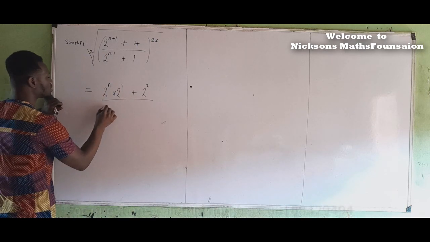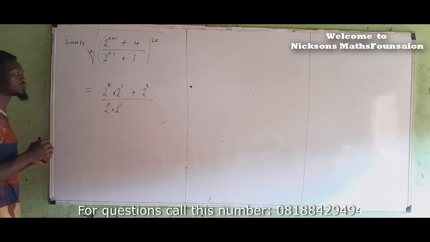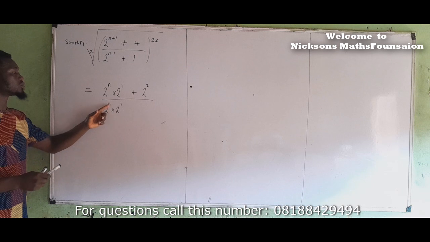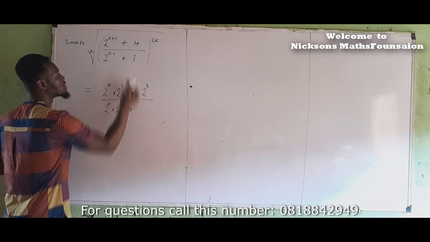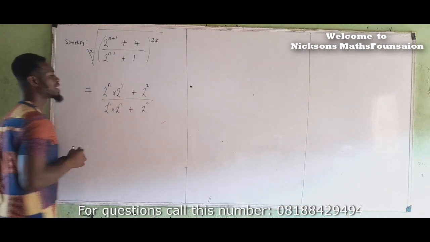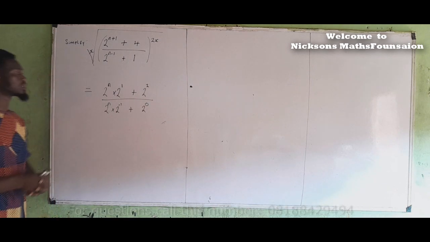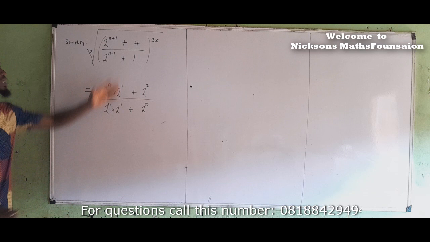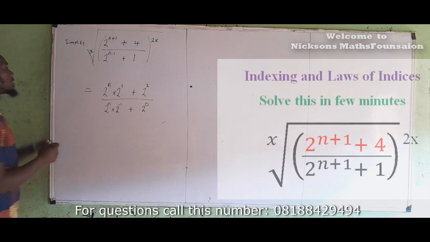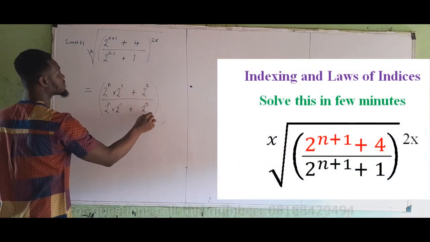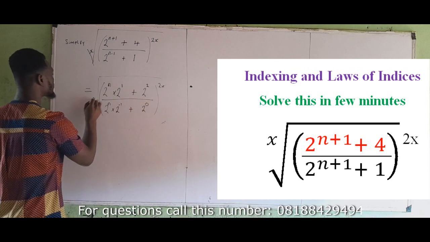Here 2 is the same thing as 2 raised to power n times 2 raised to power minus 1. Of course, remember our laws of indices: the same base, you add the powers. The same thing here, the same base, we add the powers, plus 1 is the same thing as 2 raised to power 0. Remember, anything raised to power 0 is equal to 1. I want to change everything to the same base, so that's why I change 1 to 2 raised to power 0. Everything is raised to power 2x, all of them x root.